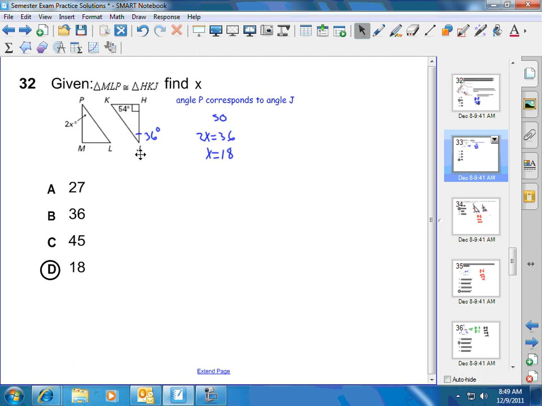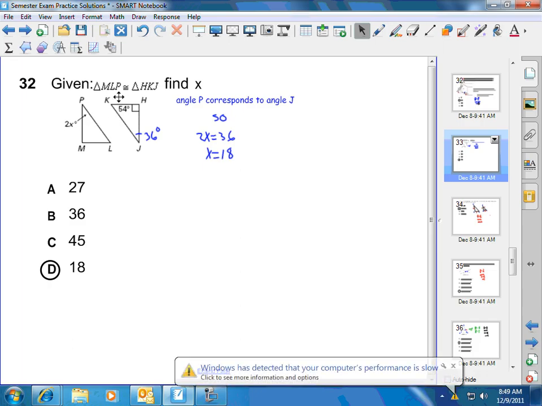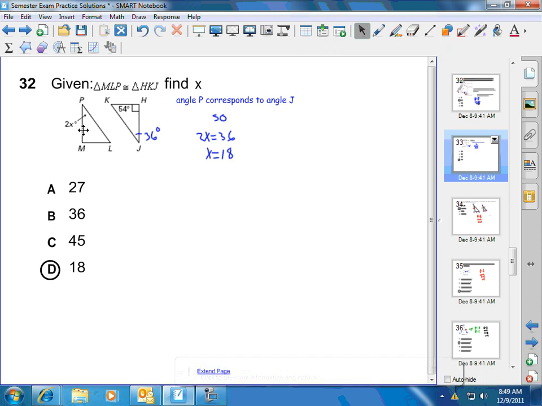So when I look at these triangles, I'm looking for X. That's part of the expression representing the angle measurement for angle P. And when I look at my congruent statement, angle P corresponds with angle J. They're both in the last spot. So I don't have J. To solve for a variable, I need an equation, so that means I would need a value for J to set up an equation.